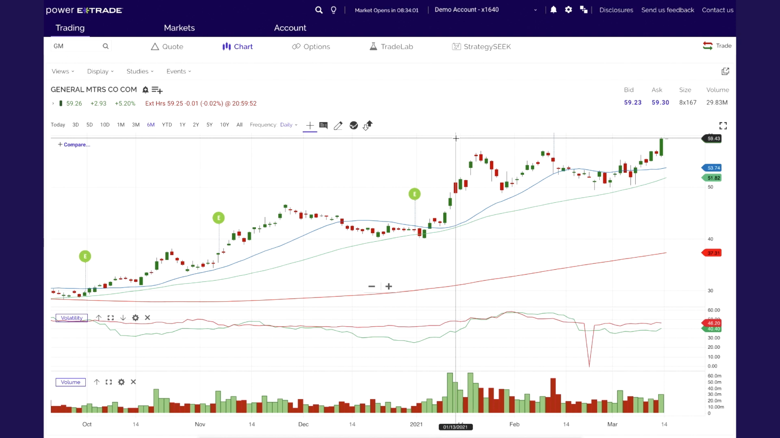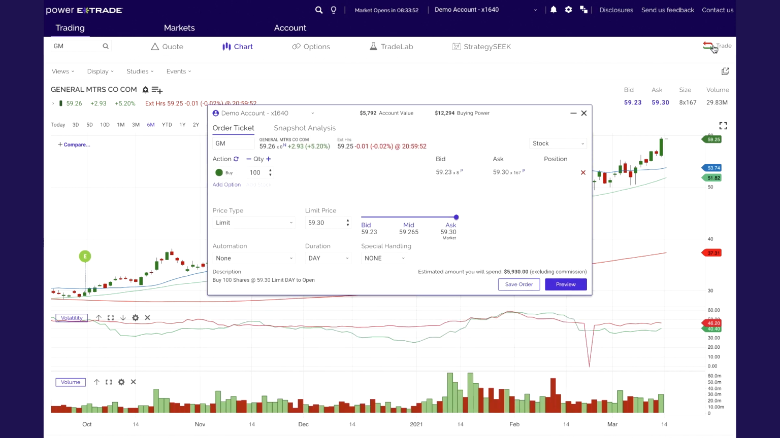The first tool that I'd like to highlight is going to be the snapshot analysis. To get to snapshot analysis, I'm going to go to the trade button at the top upper right hand corner of Power E-Trade, and I'm going to take a look at GM here. I'm just going to put it in basic order to buy some shares. Buy 100 shares. We'll go in with a limit at the current asking price.